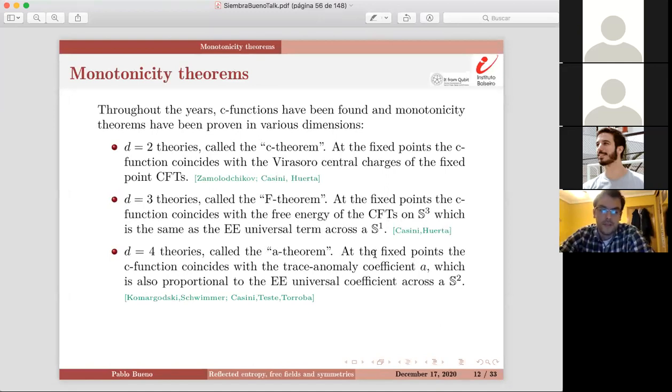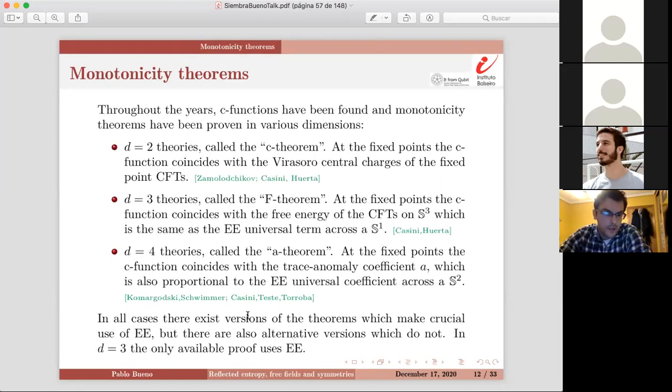And again, at the fixed points, the C function coincides with the entanglement entropy universal coefficient across, in this case, an S2 instead of an S1, which in this case is the same as the trace anomaly coefficient A. This was proven first by Komargodski and Schwimmer, and then again by Casini, Testé and Torroba using entanglement entropy methods. So you can see that in all cases, there are versions of the theorem which make crucial use of entanglement entropy, but there are also alternative versions which do not in the cases of 4 and 2 dimensions. In the D equals 3 case, there's only the entanglement entropy route.